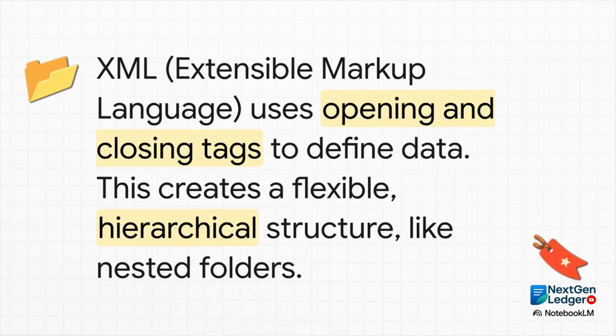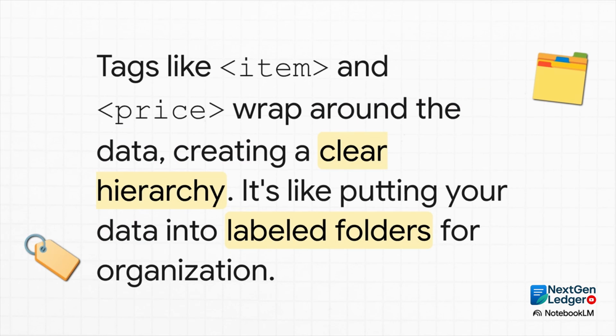Okay, next up is XML. This one works a little differently. Instead of those key-value pairs, XML uses opening and closing tags that kind of wrap around the data. You can think of them like little descriptive bookends for every piece of info. For example, you can see right here how tags like item and price surround the actual data. This creates a really clear hierarchy. It's almost like putting your information into neatly labeled, nested folders. Super easy for both people and machines to understand the structure.